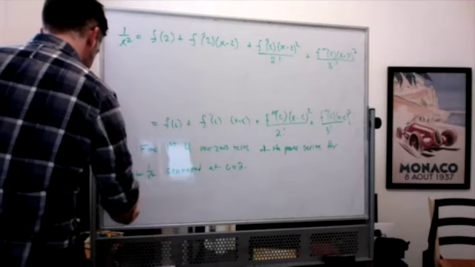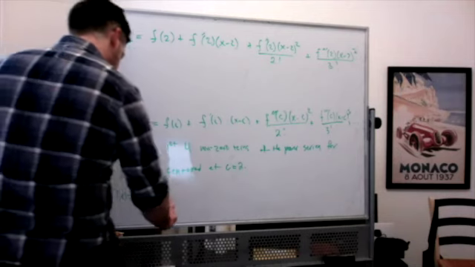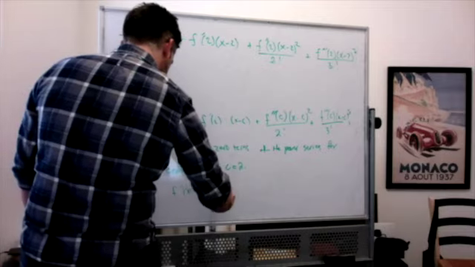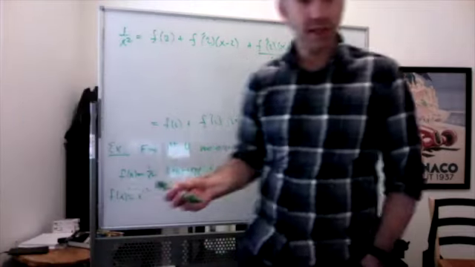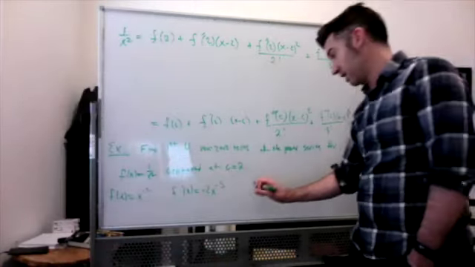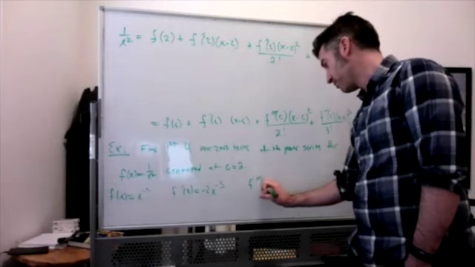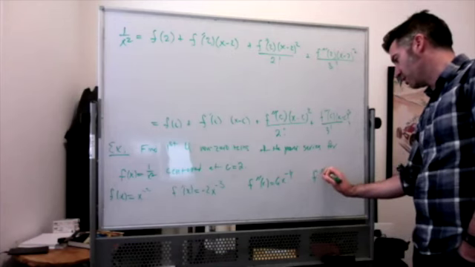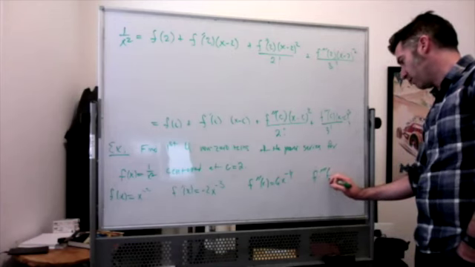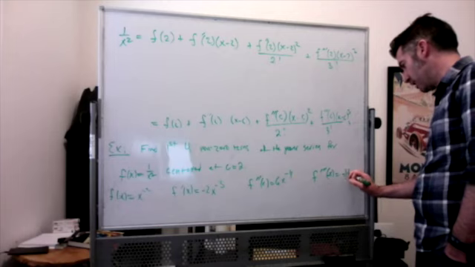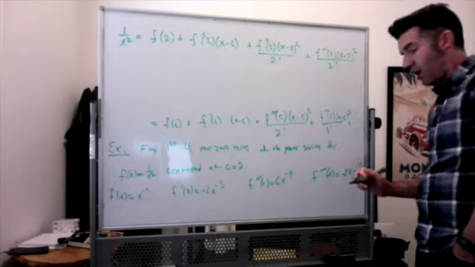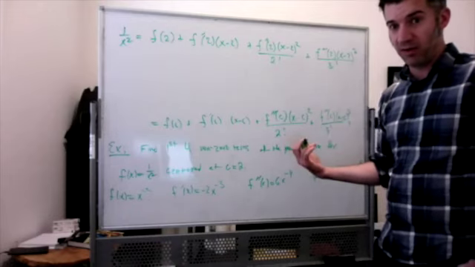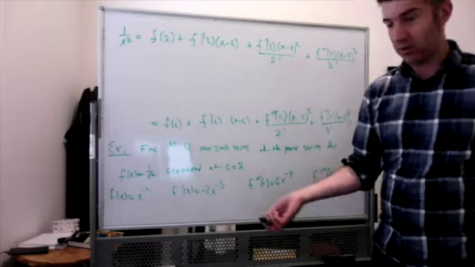So f of x is x to the minus second. F prime of x is negative 2 times x to the negative third. The second derivative is going to be 6 times x to the negative fourth. And the third derivative is going to be negative 24 times x to the negative fifth. I personally think it's better to write the derivatives out before we start plugging in the center.